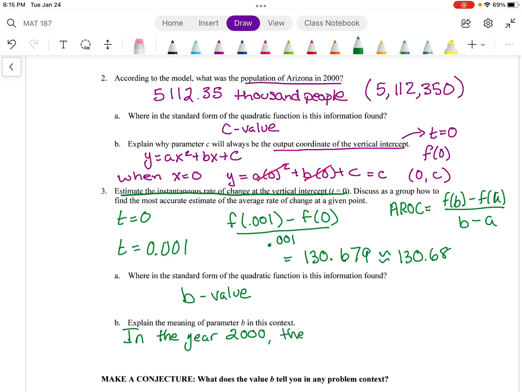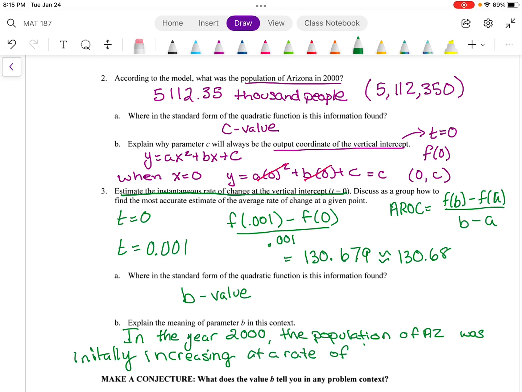So the population of Arizona was increasing, I'm going to add, initially at a rate of 130.68 thousand people per year.